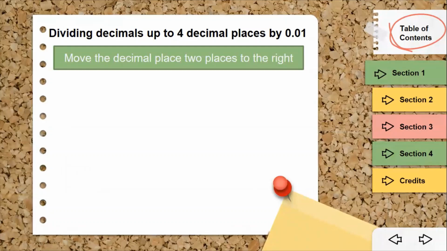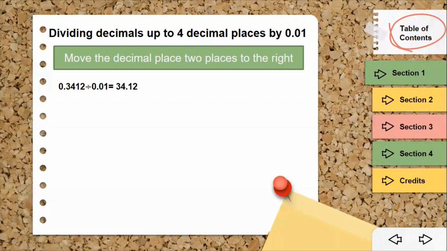Now, let's proceed to our second lesson. How to divide decimals up to 4 decimal places by 1/100. For this one, just move the decimal point 2 places to the right. A while ago, when we divided decimals by 1/10, we moved our decimal point 1 place to the right. Now, if we're going to divide our decimal by 1/100, just move our decimal point 2 places to the right. Okay, let us try this example.